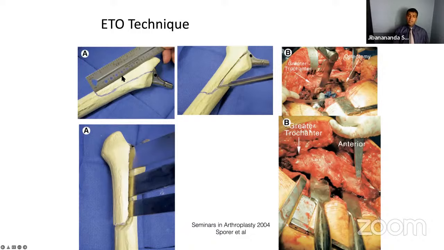And this is okay. I haven't seen any difficulty lifting the vastus lateralis and using a saw on the other side as well, or even an osteotomy on the other side. I have not seen a non-union of an ETO. I haven't seen any complications. Again, it's a choice you can make.